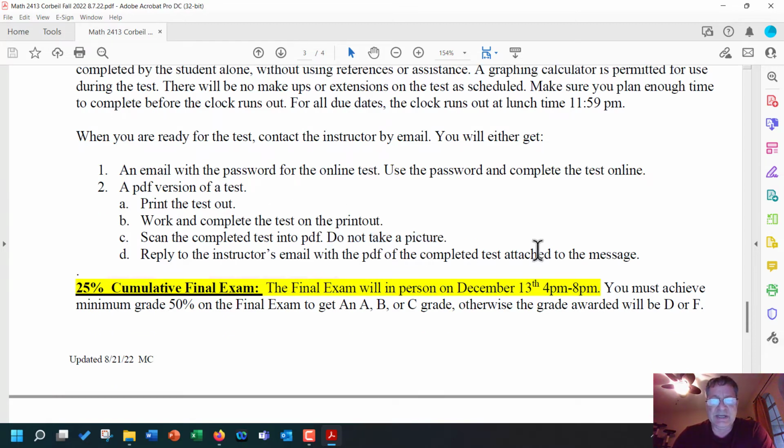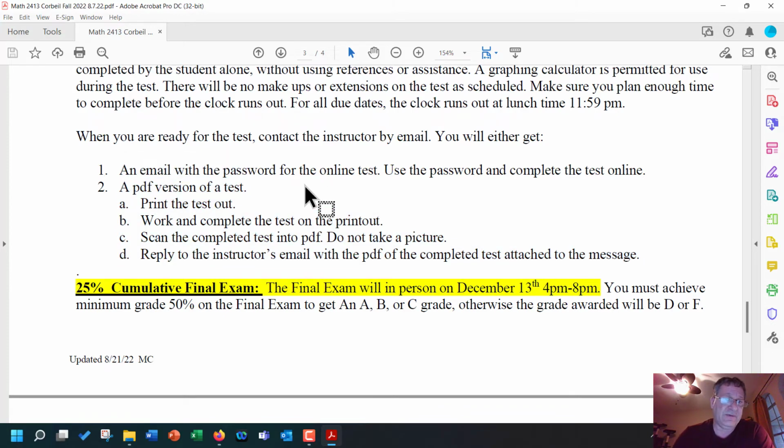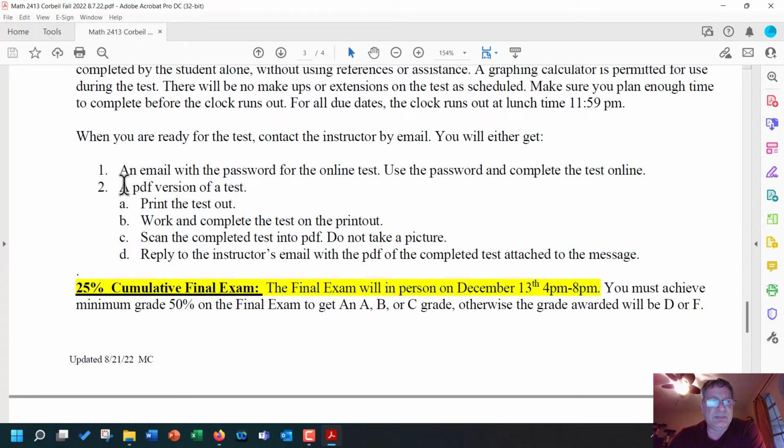That's not going to be all tests, but at least a couple of our assessments this semester will be that. So it's probably, I don't know if it'll be the first test, the third test, I don't know. That will be random. Everybody will do at least one of these PDF tests. So you can get that practice of doing a test on paper.